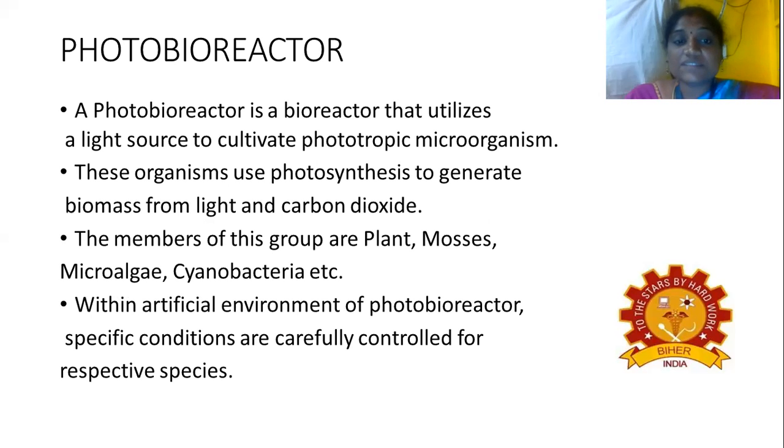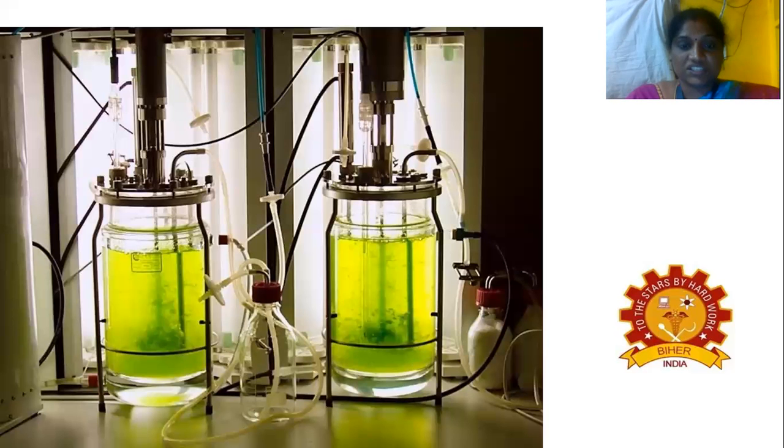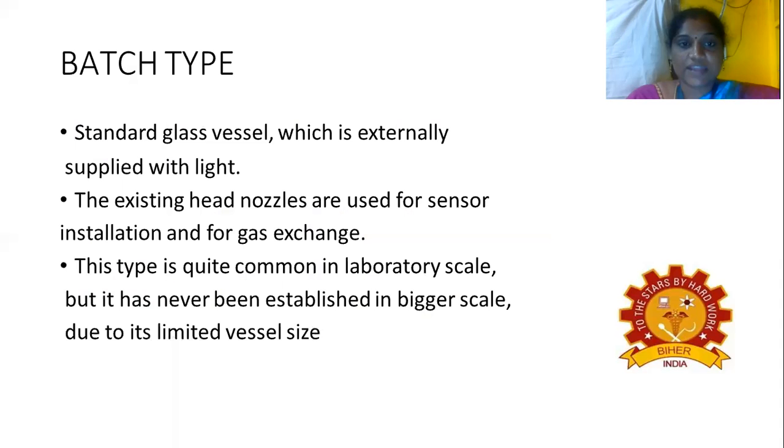Then photobioreactor. A photobioreactor is a reactor that utilizes a light source to cultivate phototrophic microorganisms. These organisms use photosynthesis to generate biomass from light and carbon dioxide. The members of this group are plants, mosses, microalgae, cyanobacteria, etc. Within the artificial environment of a photobioreactor, specific conditions are carefully monitored and controlled for the respective species. So this is a photobioreactor.